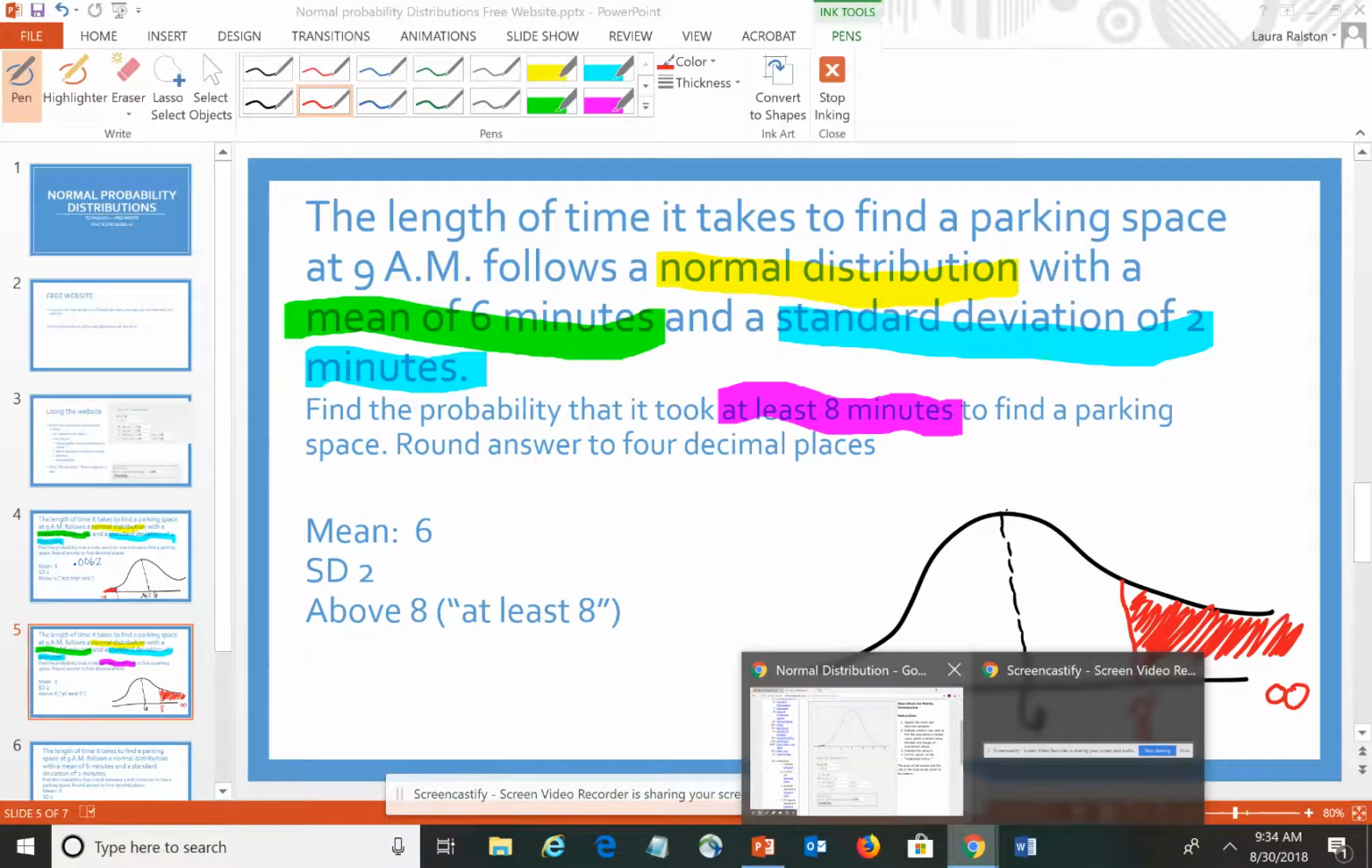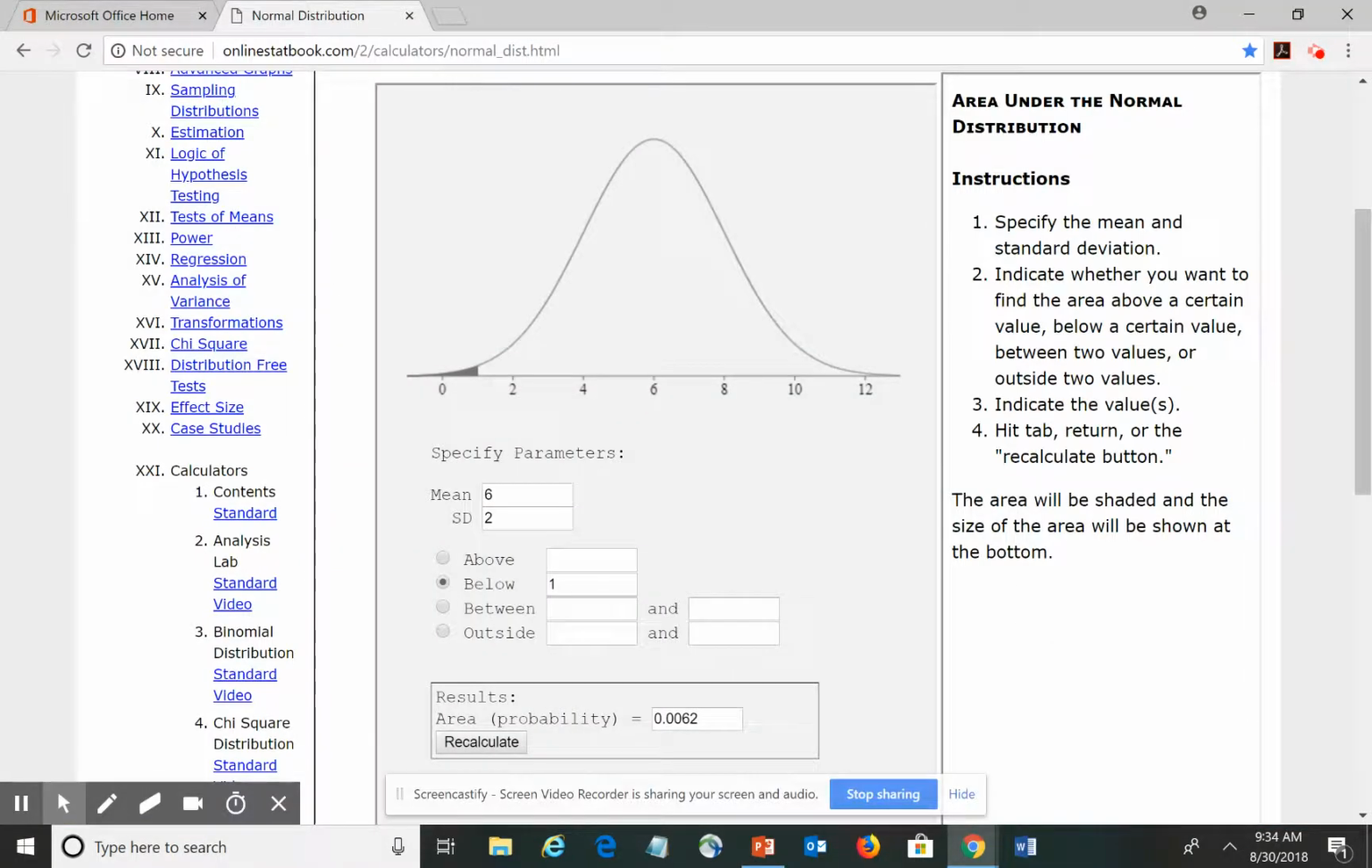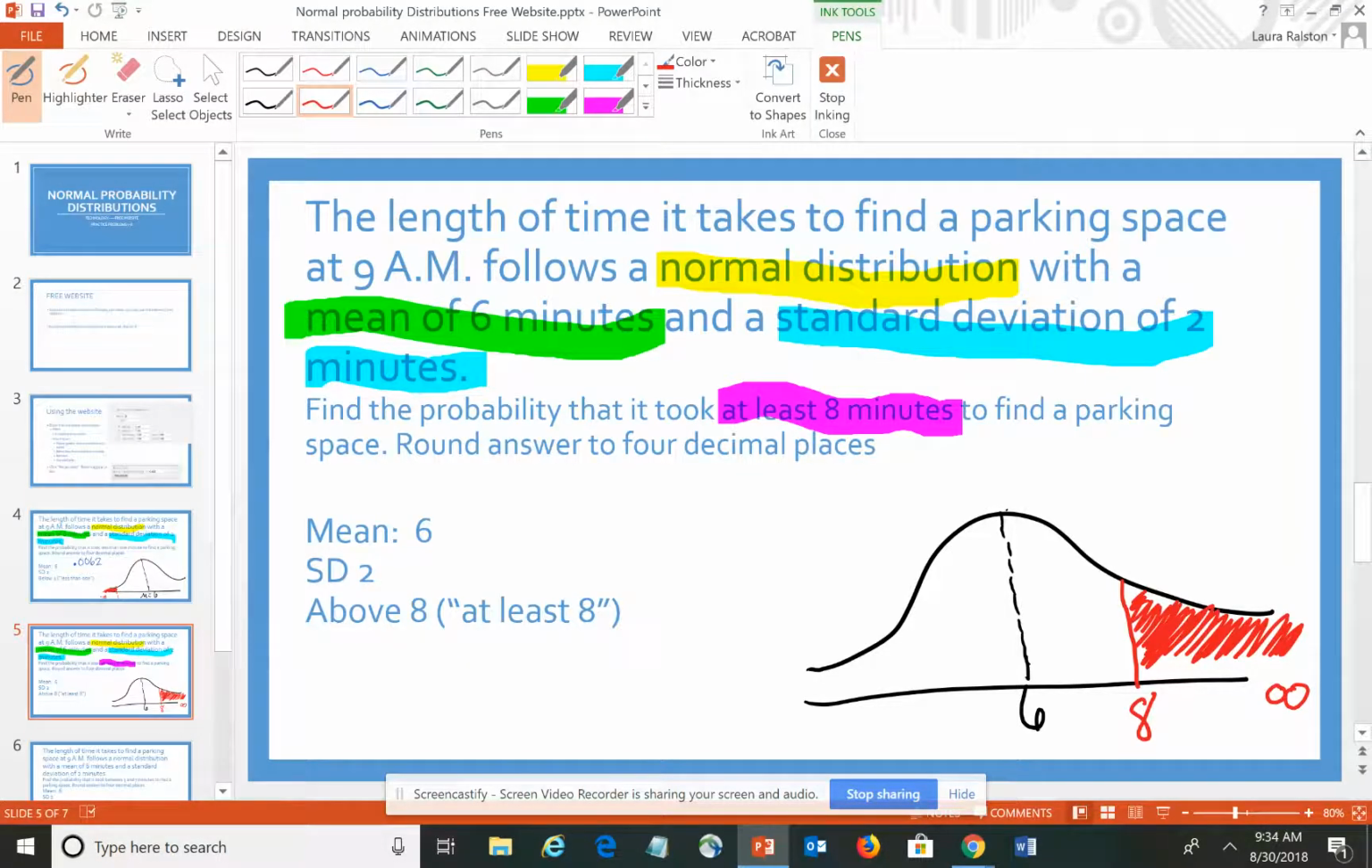So we go back out to the website. Mean of 6, we already have that entered. Standard deviation of 2. This time we want to do above 8. Again, you can clear out the one you had previously. You do get the picture again, and we recalculate. And it gives us a value of 0.1587. So the probability that it takes at least 8 minutes is going to be 0.1587.